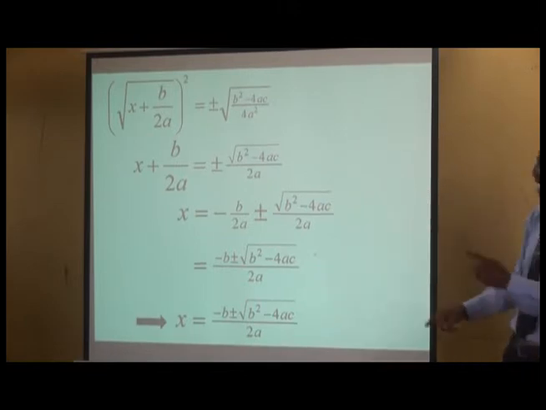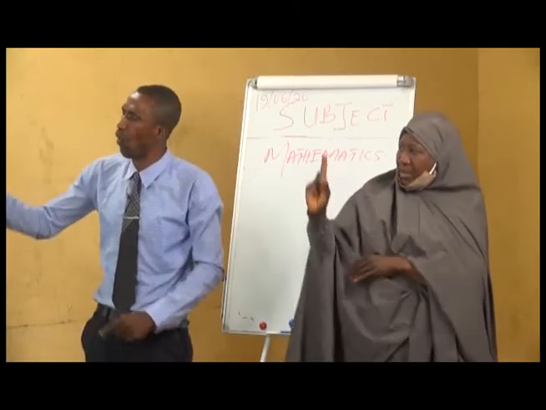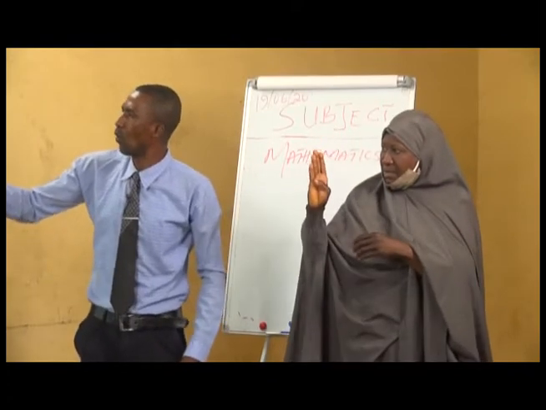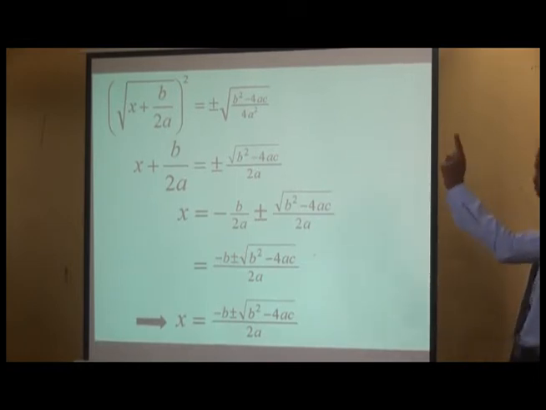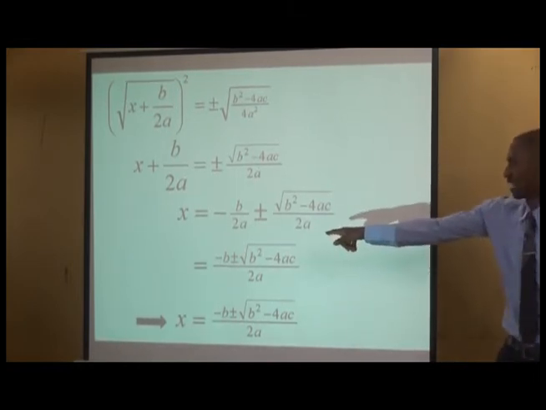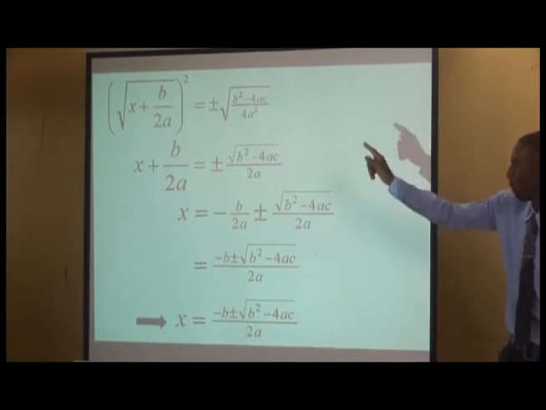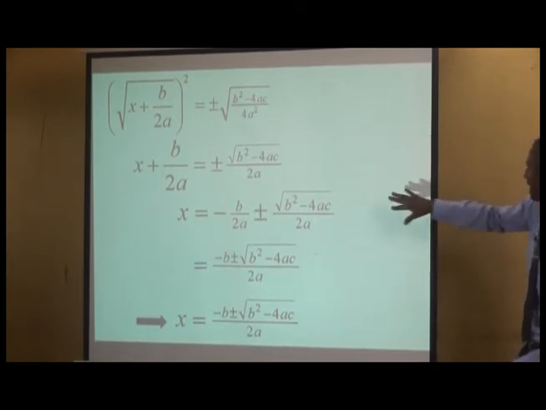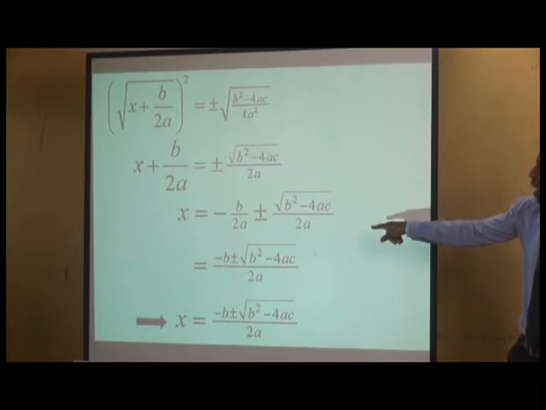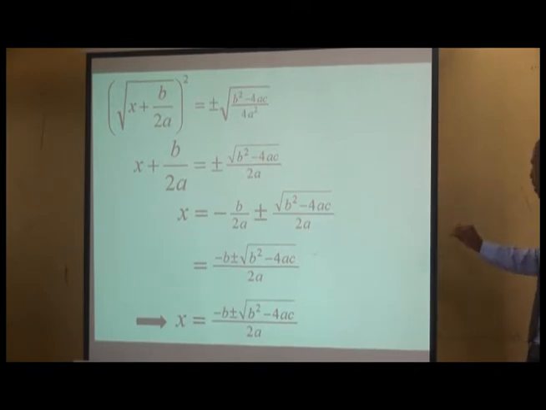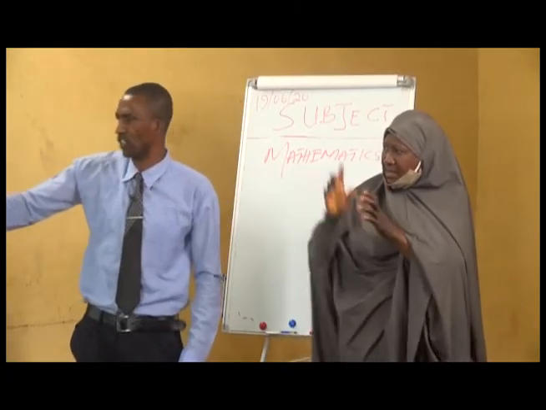2a divided by 2a, the answer is 1. And 1 times minus b will give you minus b. So you can see minus b there, plus or minus. Then the second one, 2a into 2a, the answer is 1. And 1 times the square root of b squared minus 4ac, you are going to get the square root of b squared minus 4ac, all over the LCM, which is 2a.